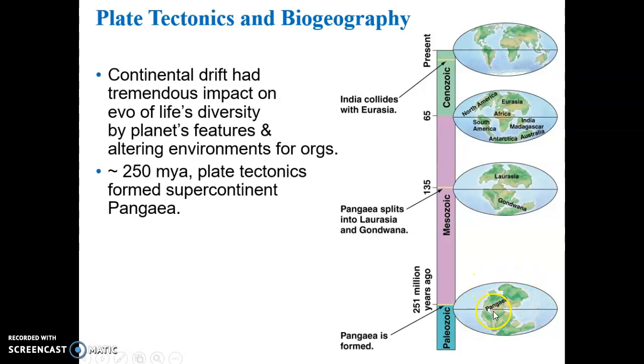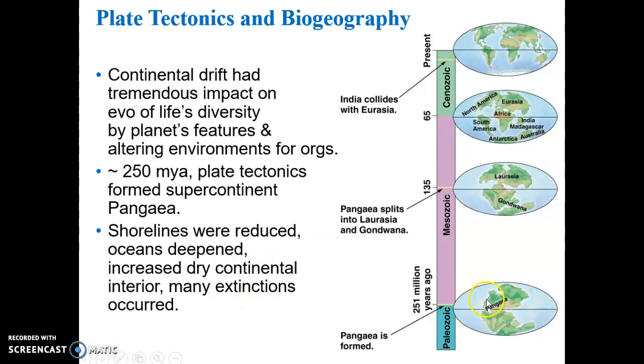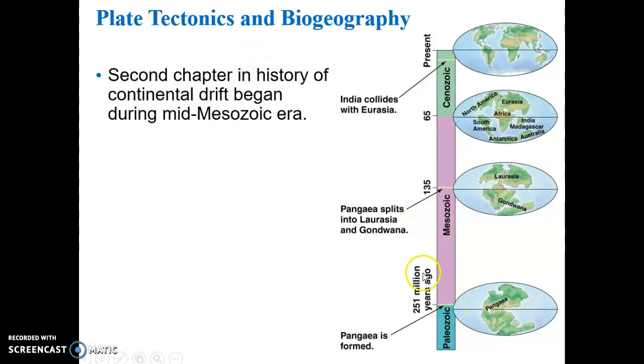So in this configuration, the animals and plants were able to fully interact with each other. The shorelines were reduced because of a large land mass, and the oceans were deep, which increased the dry continental interior. Many extinctions occurred right at that boundary. So the second chapter of Earth's history really is this Mesozoic era, and that spans from about 250 million years ago to 65 million years ago.